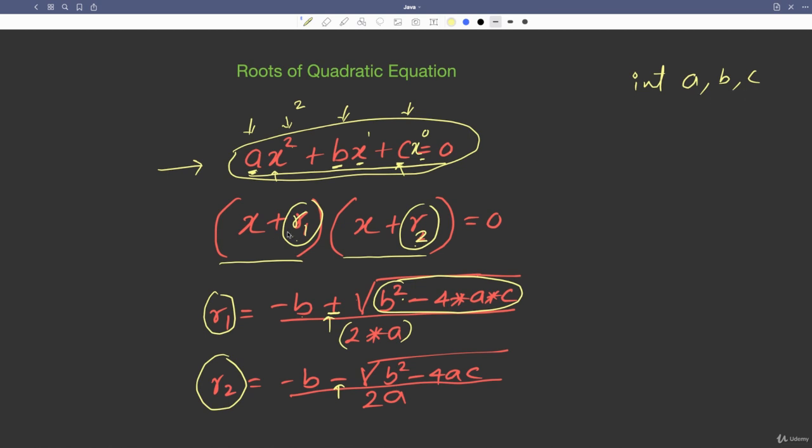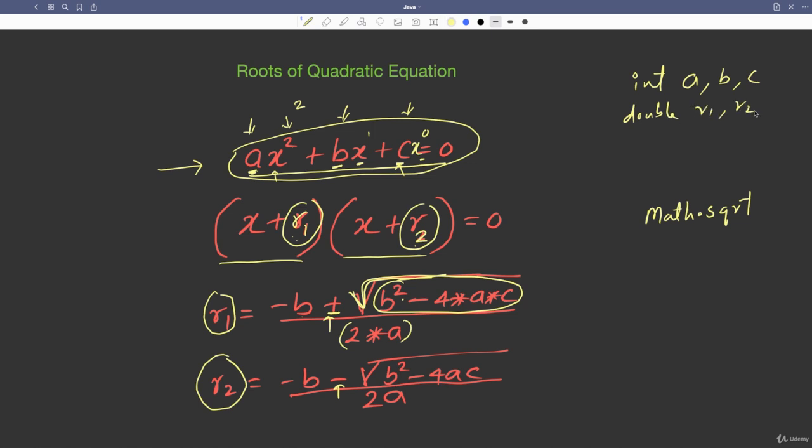Then we have to find the roots. These roots are the result of a square root. You know very well that the math.sqrt method, which we have used in the previous challenge, returns double. So this R1 and R2 should be double. So we have to take double type root 1 and root 2.